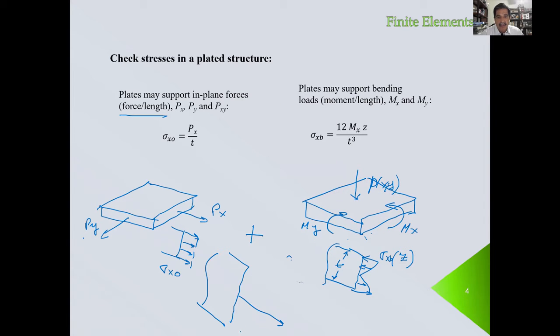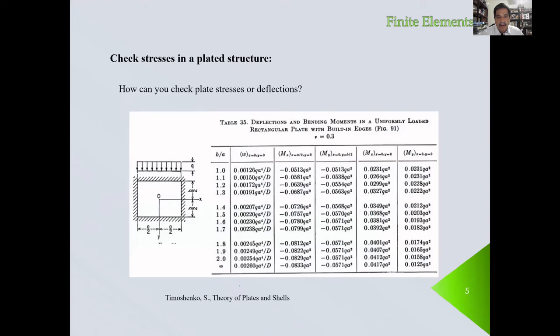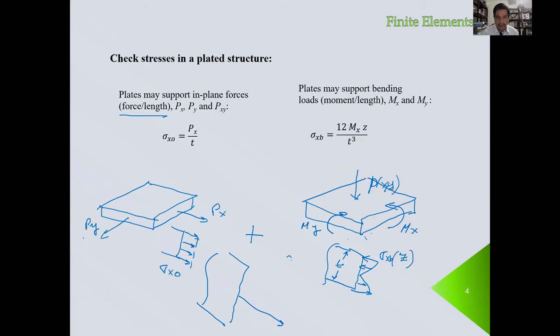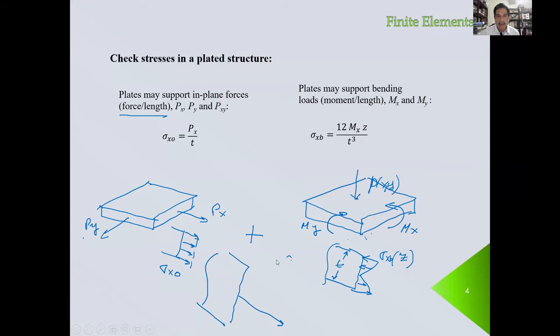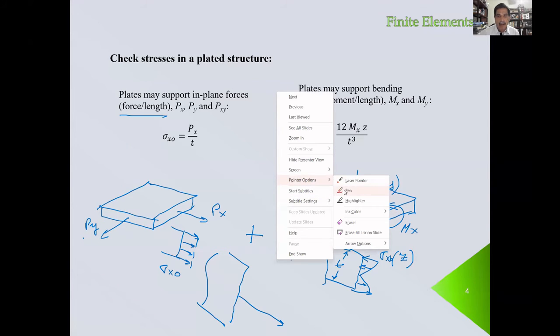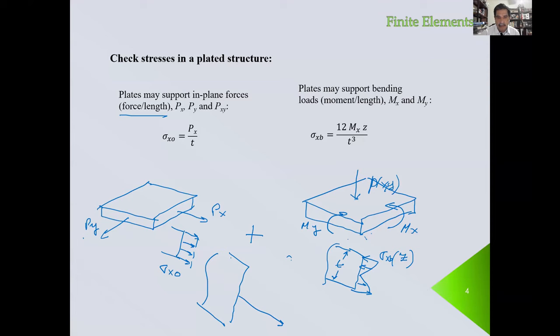So on one side, something like this. On the lower part, we're going to have tension, and it changes linearly. And on the upper part, we're going to have compression.